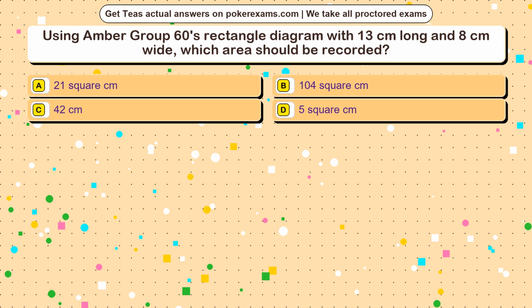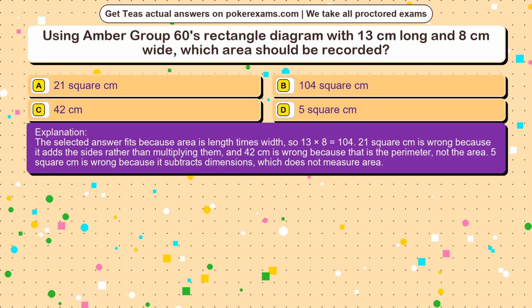The correct answer is option. The selected answer fits because area is length times width, so 13 times 8 equals 104. 21 square cm is wrong because it adds the sides rather than multiplying them, and 42 centimeters is wrong because that is the perimeter, not the area. 5 square cm is wrong because it subtracts dimensions, which does not measure area.